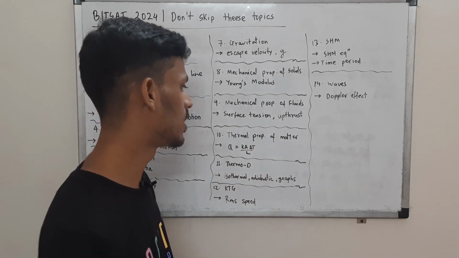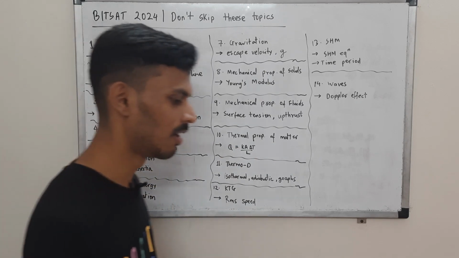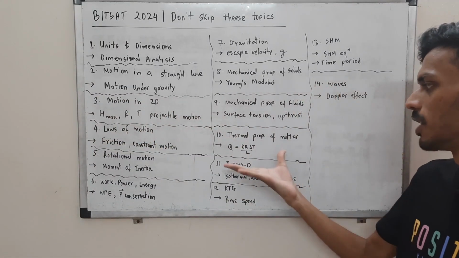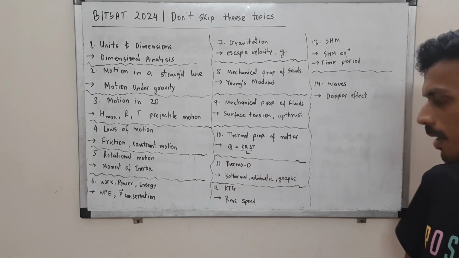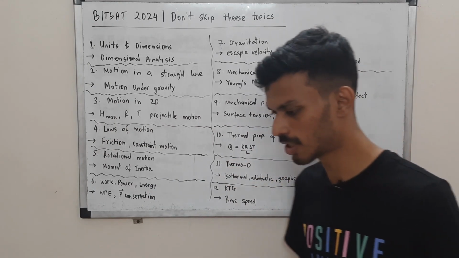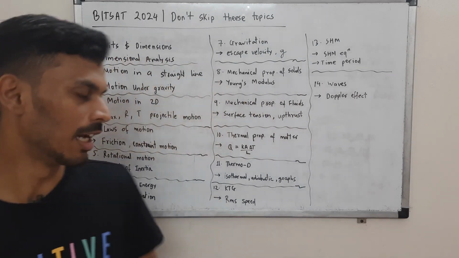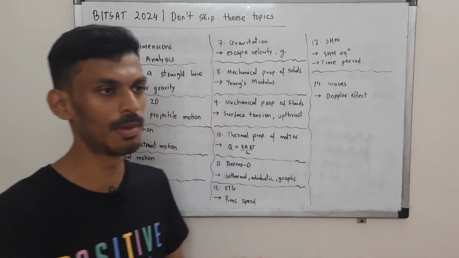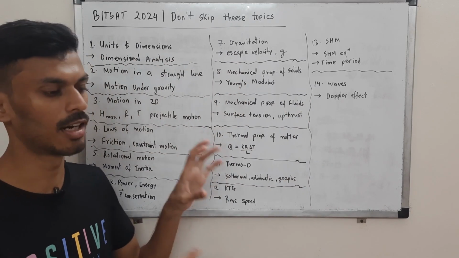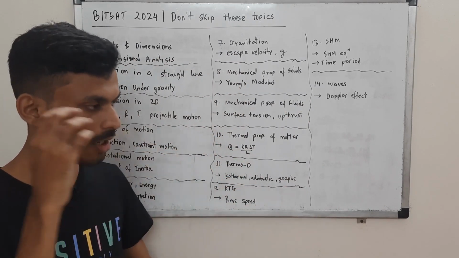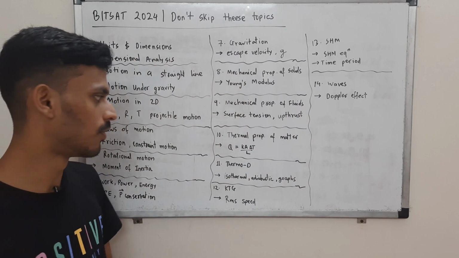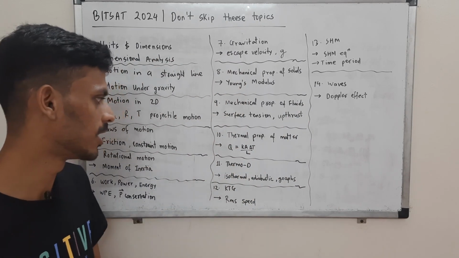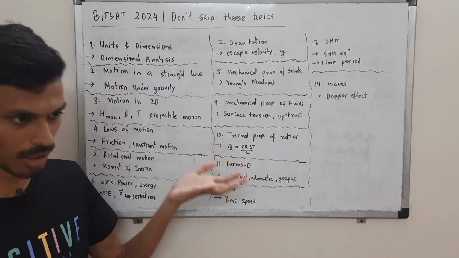Topic number 10, which is thermal properties of matter. Not really as an important topic for BITSAT, but mostly the questions are based on heat current. Okay, this formula, which is Q is equal to KA delta T by L. So you might be asked for a junction temperature, or you might have a conductor in parallel, okay, and you might be asked for the current, heat current that is flowing. Different type of questions that can be framed around this particular formula.